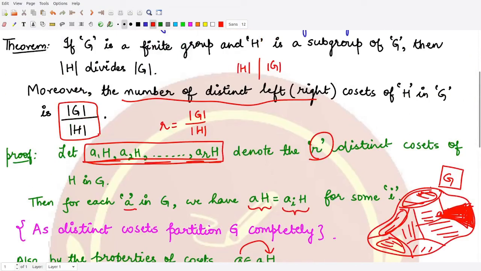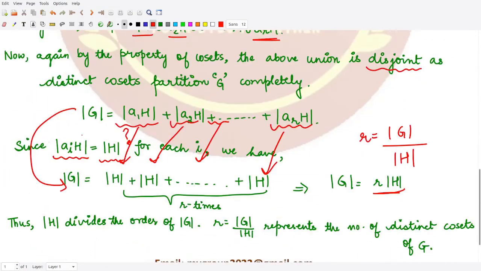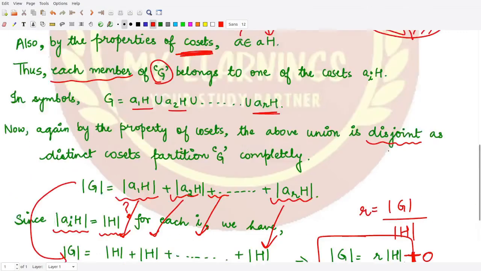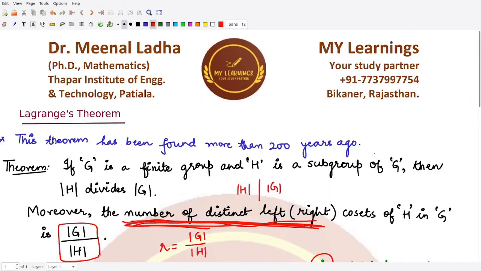What does it mean? It means that R represents the number of distinct cosets of H in G. So the number of distinct cosets of H in G is given by the order of G divided by the order of H. And moreover, from this expression we can clearly say that the order of H divides the order of G, because we have zero remainder here, and according to the division algorithm, the order of H divides the order of G. This is what we wanted to prove in this theorem.